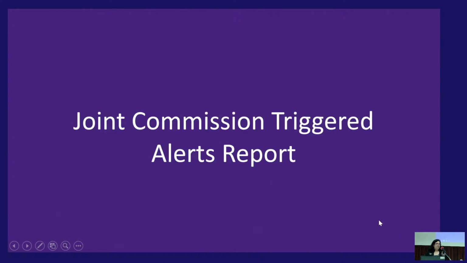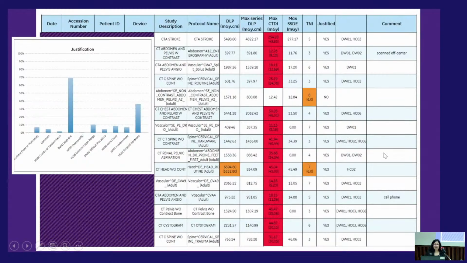And then, of course, Joint Commission comes to our hospital, they were there last week, and they have all these requirements where they want to know whether, if you had an alert, did someone look at it and justify it? Okay, that's a Joint Commission requirement. So this Joint Commission triggered alert report can come out of Dosewatch, and I'm sure Radiometrics can do the same. And here's an example of that for CT.